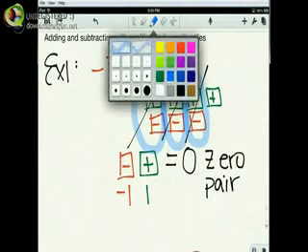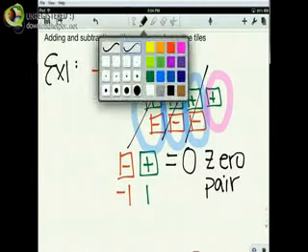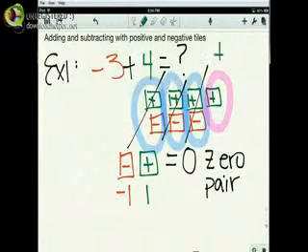So right now, I am left with a positive tile, only one. So my final answer to this is -3 plus +4 is equal to +1. That is my answer to that.